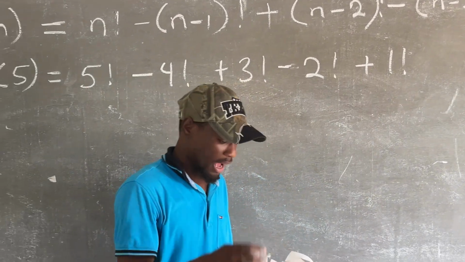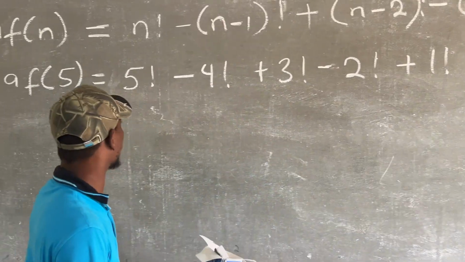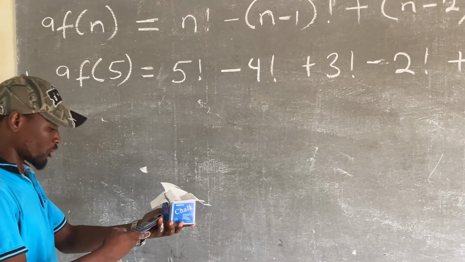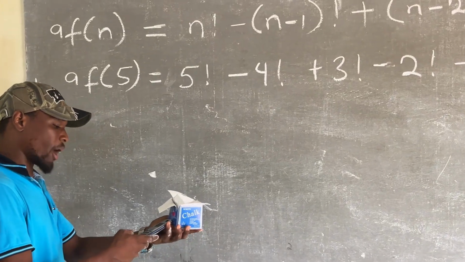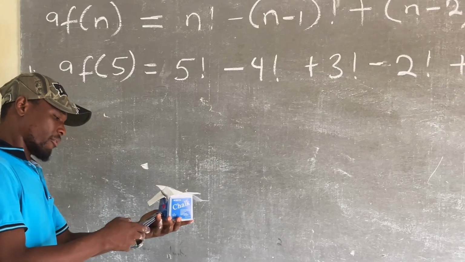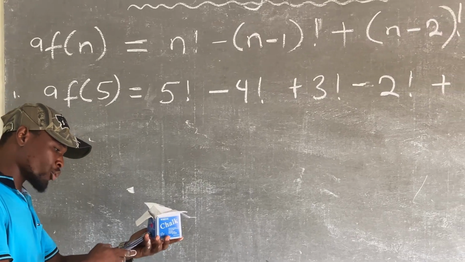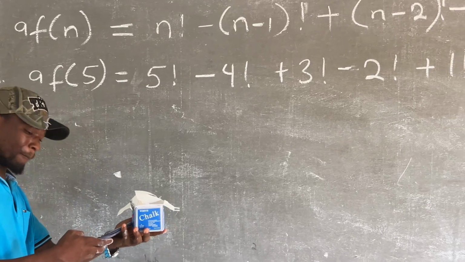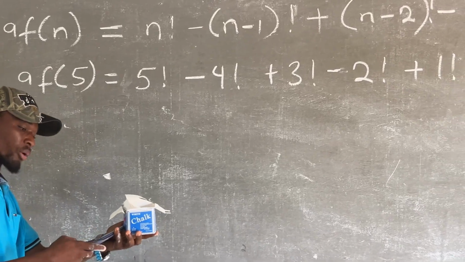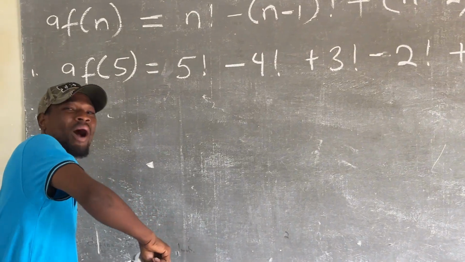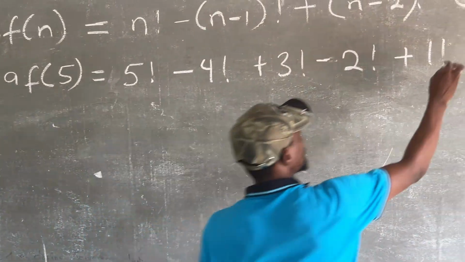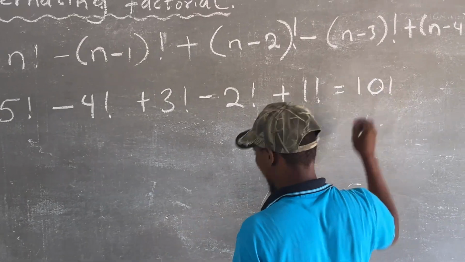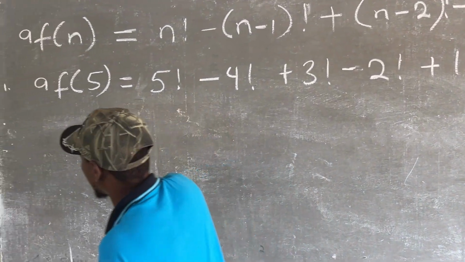As simple as that. And with the help of the calculator, we have 5 factorial minus 4 factorial plus 3 factorial minus 2 factorial plus 1 factorial, which gives 101. So we have 100 and 1, as simple as that.